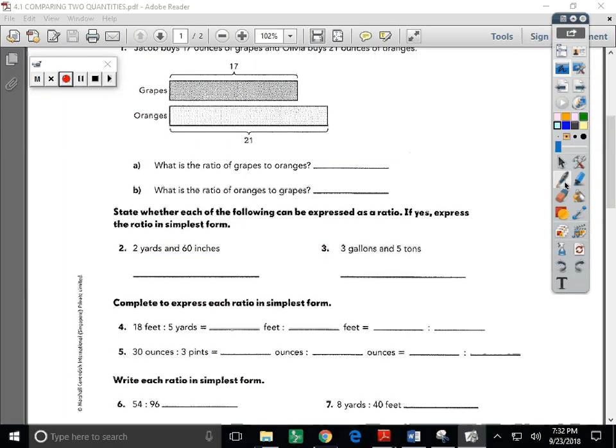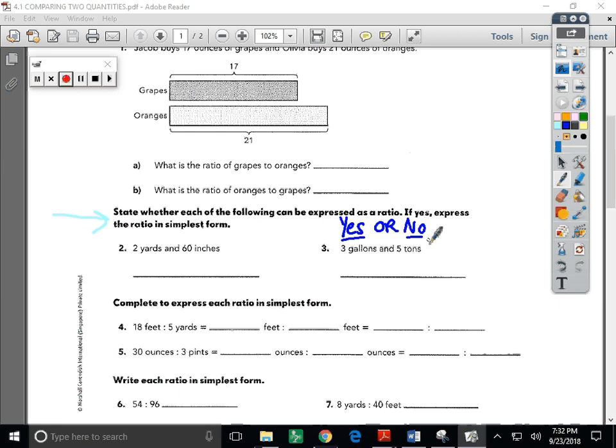So I guess we will just look at this second section. It says, state whether each of the following can be expressed as a ratio. If yes, express the ratio in simplest form. Something that I have seen a lot of teachers say is, well, just write yes or no, right? It says state whether it can be expressed as a ratio. That's a yes or no. Yes, you are right. There is a yes or no happening here.